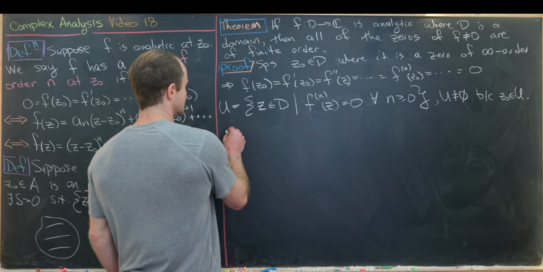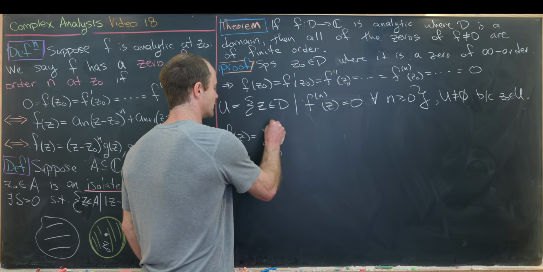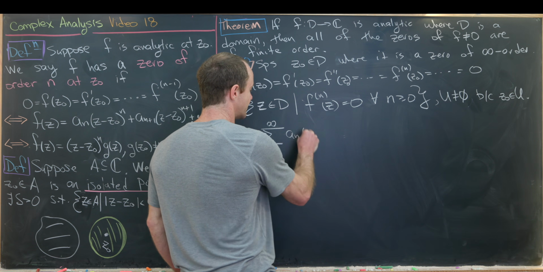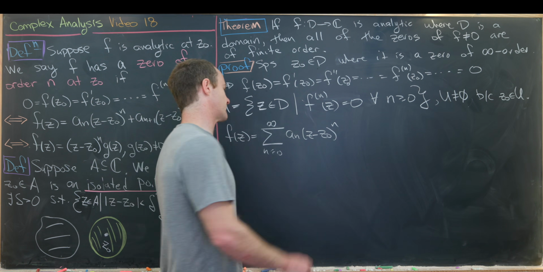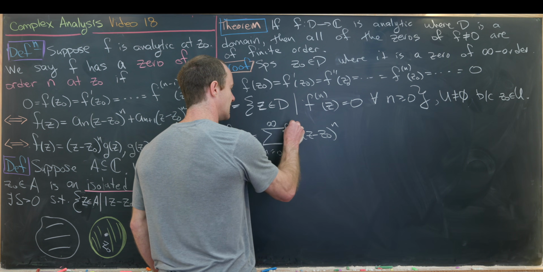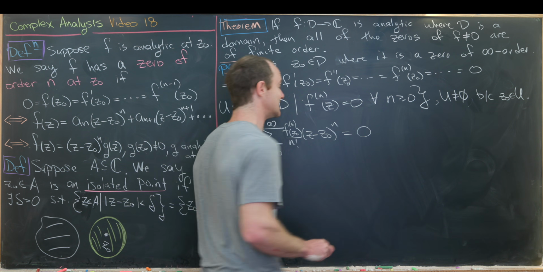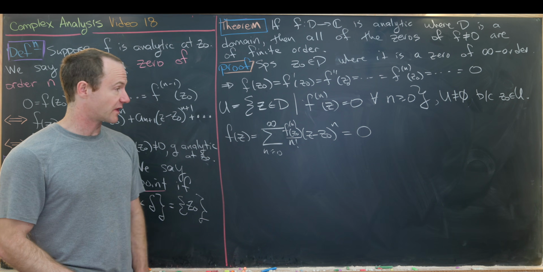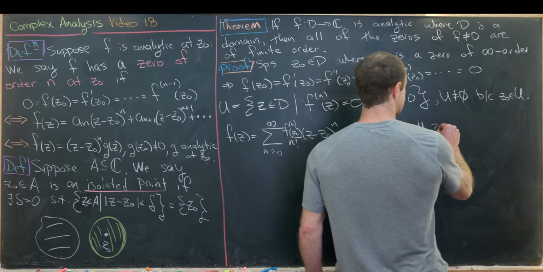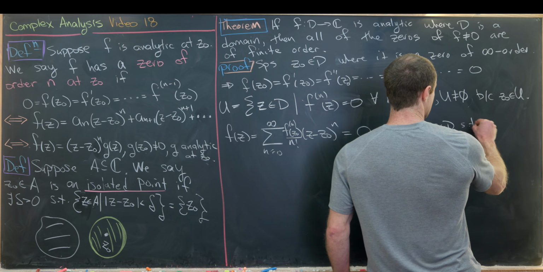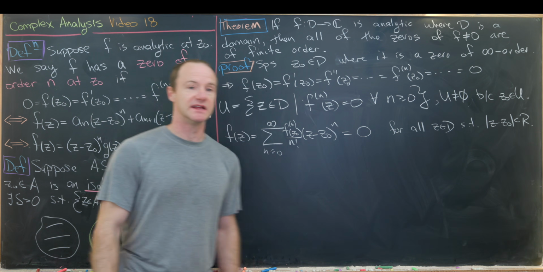So let's do that. So we can say f of z equals the sum as n goes from 0 up to infinity of a sub n times (z minus z0) to the n. But if you recall, we know a formula for a sub n, so let's rewrite that as the nth derivative evaluated at z0 over n factorial. So that means this equals 0 whenever we're within the radius of convergence. And so that's going to be for all z in D such that the modulus of z minus z0 is less than R, where that's our radius of convergence.